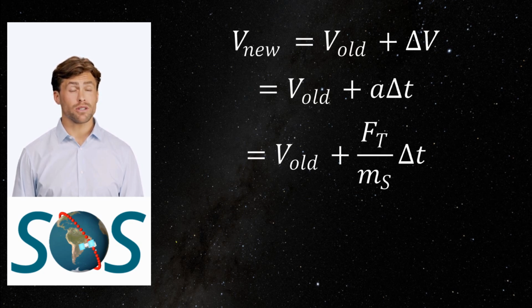In these equations, the letter V preceded by the Greek delta symbol is the change in velocity called delta V. A is the acceleration, Ft is the rocket's force or thrust, ms is the mass of the spacecraft, and T preceded by the delta symbol is the time duration of the rocket's thrust.